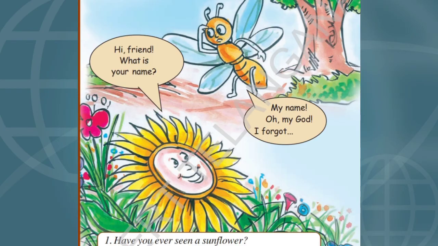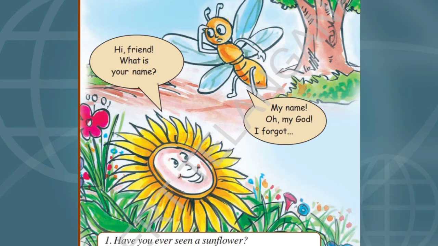Hi children, in this picture, fly and sunflower are talking to each other. Can you imagine what they are talking about? Okay, let's try. Fly saw a sunflower. Fly asked sunflower, Hi friend, what is your name? Asked the fly. Okay, what will be the answer? Sunflower replied her name. Hi friend, my name is Sunflower.